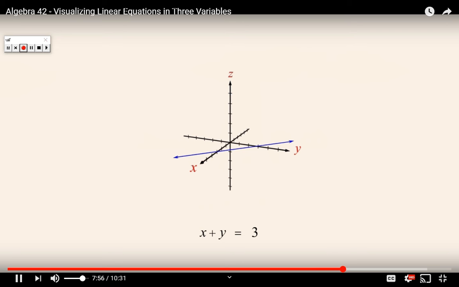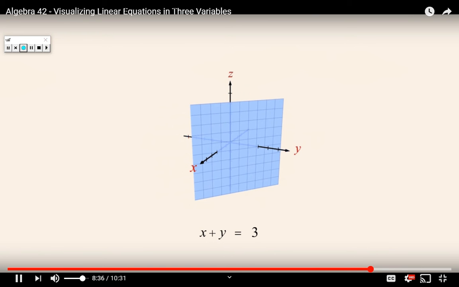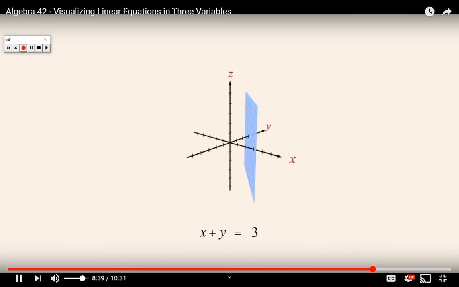This gives us a line which intersects the x and y axes. Every point on this line is a solution to the equation x plus y equals 3, where the z-coordinate of every point is 0. But there are more solutions than this. All points on any line where x plus y equals 3 are solutions to this equation, regardless of the value of z. There are an infinite number of lines like this, one line for every possible value of z. Since z can be any real number, all these lines together create a plane. Each point in this plane corresponds to a solution of the linear equation x plus y equals 3.